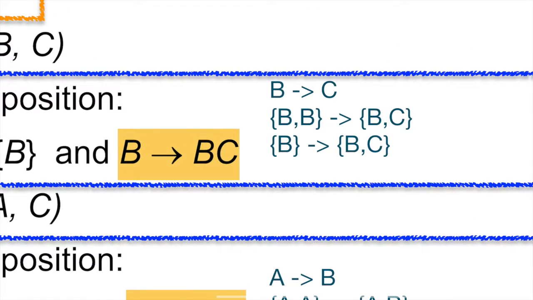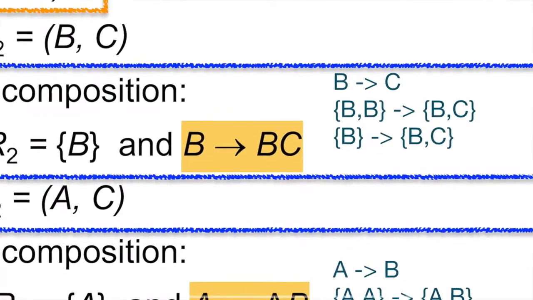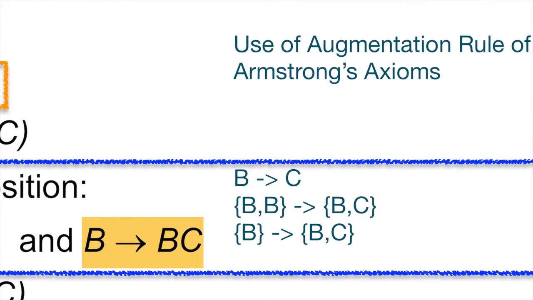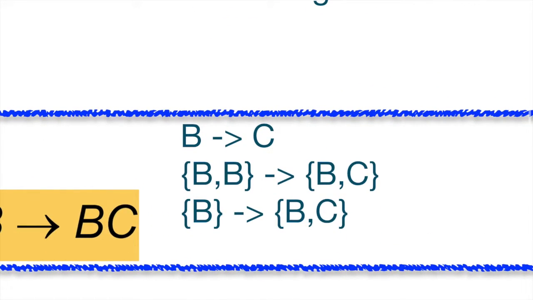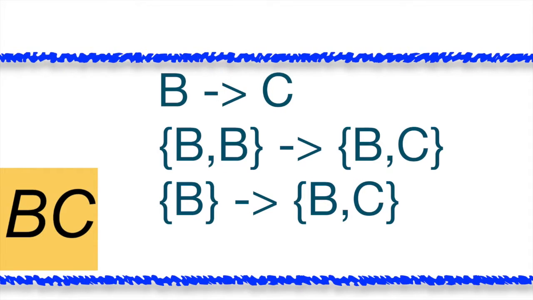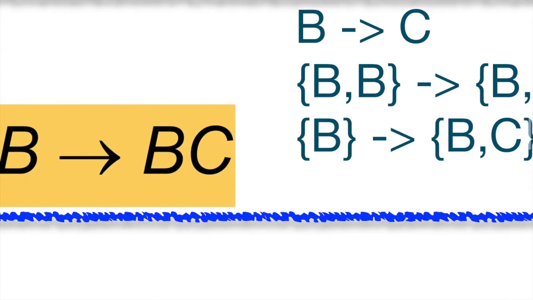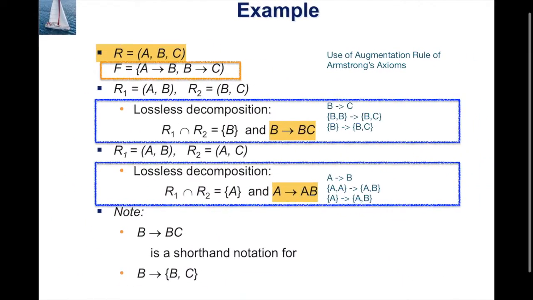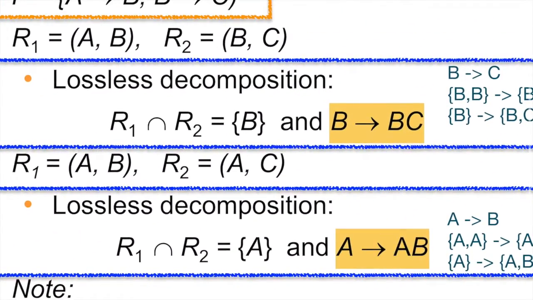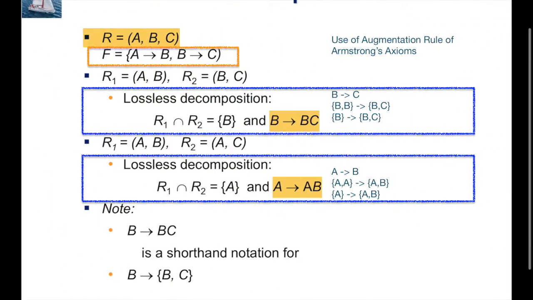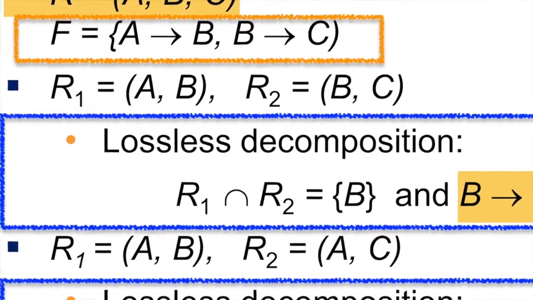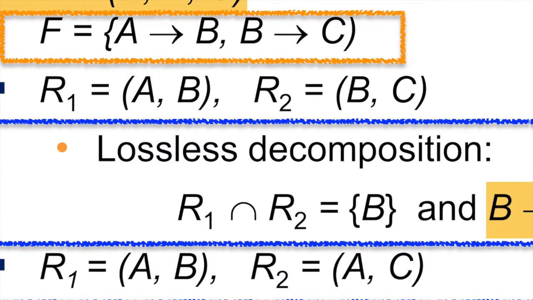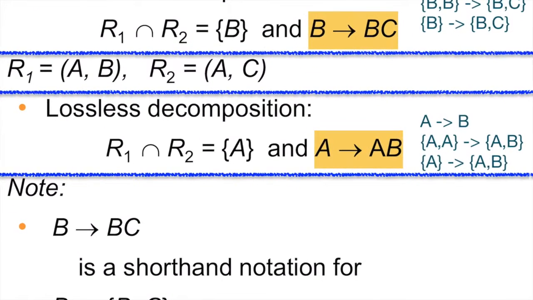So, we started with B to C kasi meron tayong B to C dito, and then we perform an augmentation rule. So, BB to BC, we just augment B to both sides. So, since this is a set, we have B to BC. So, we just showed that B to BC is part of the closure of this F. And since we have this, then we can say that this is a lossless decomposition, or itong particular R1 and R2 na to is a lossless decomposition. And then let's move on to the next example.